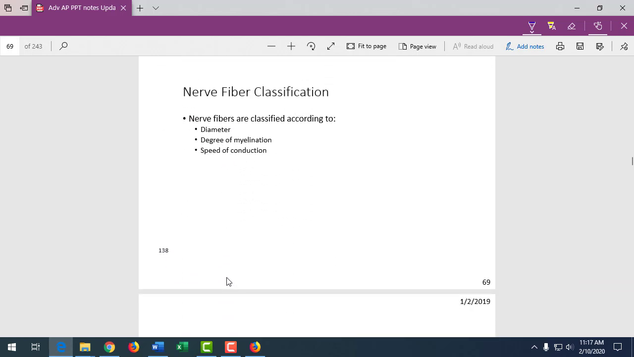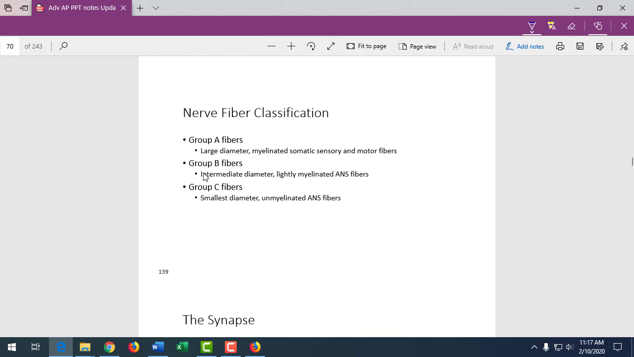So when we classify nerve fibers, we look at those factors. We look at diameter, degree of myelination, and how fast impulses are conducted. So group A fibers are fast fibers. Just think of it as A, B, and C. If you got an A in gym class, you're fast, right? If you've got a B, you're kind of fast, and if you've got a C, maybe you're just showing up.